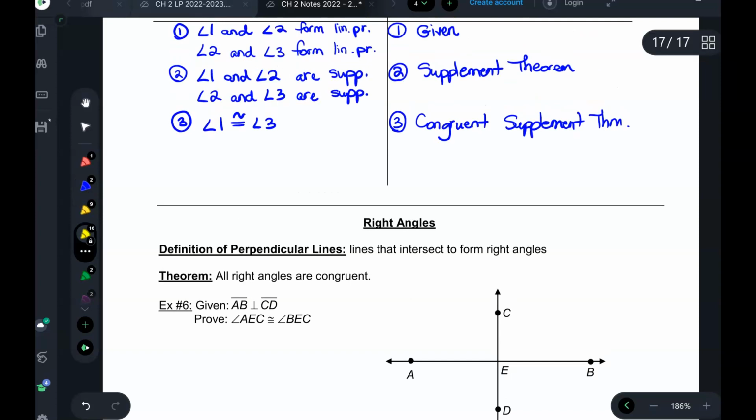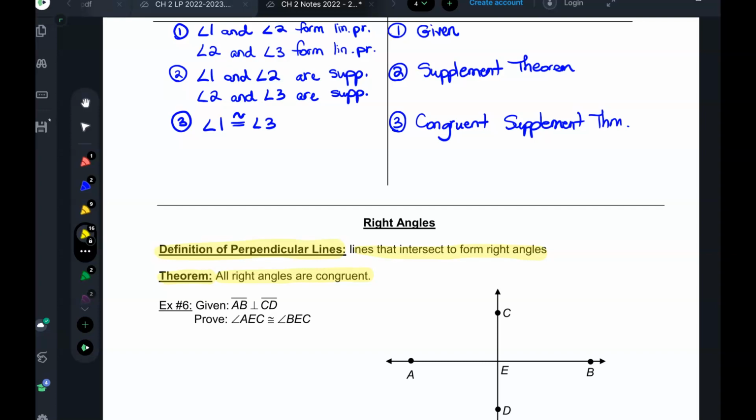Okay, right angles. We've already done a little bit of right angles. Definition of perpendicular lines: lines that intersect to form right angles. There is a theorem. It doesn't have a name. It just says all right angles are congruent. That makes sense, right? You just write out, literally, all right angles are congruent. That's the theorem.